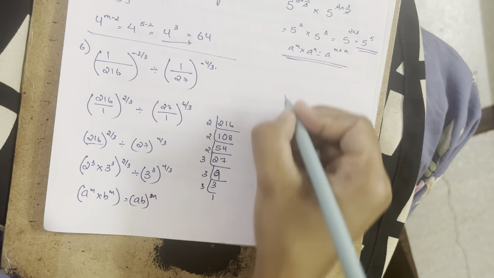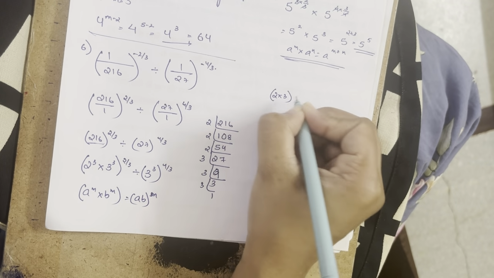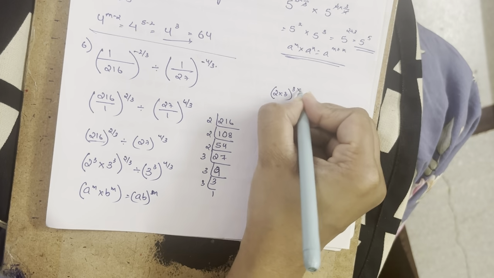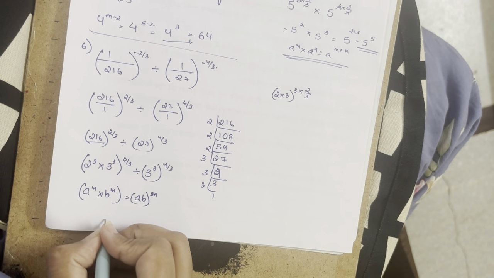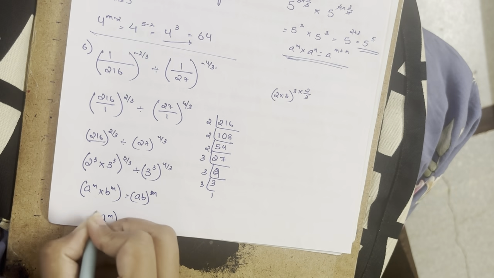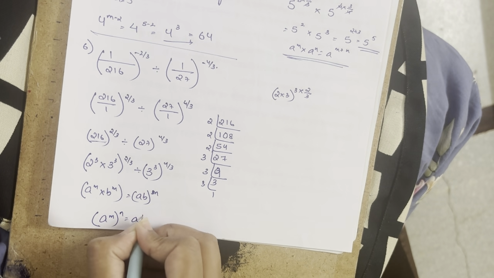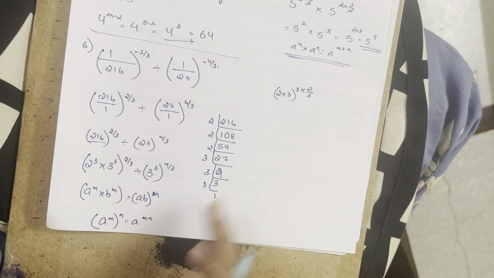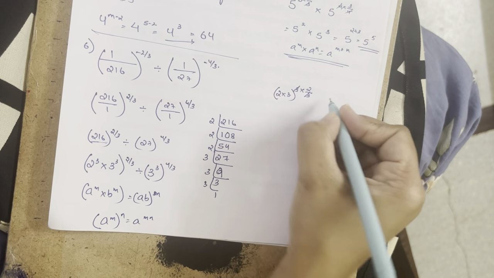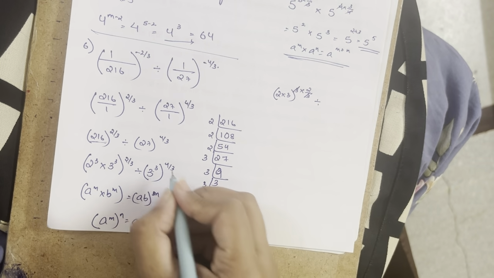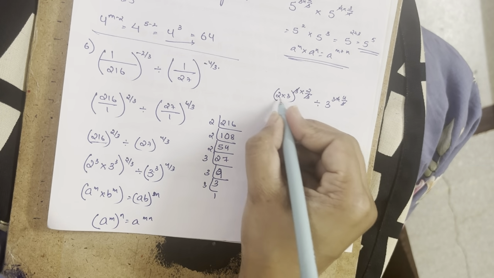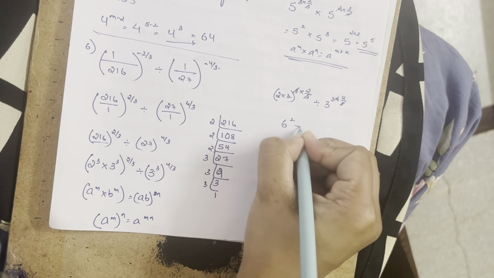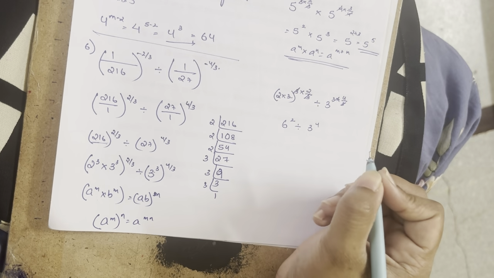It becomes 2 into 3 whole cube into 2 by 3, the power was there already. Another thing that you apply here is a to the power m into n is equal to a to the power mn. So both the rules we have applied. This gets cancelled, divided by 3 to the power 3 into 4 by 3. This goes off. So what you get? 6 to the power 2 divided by 3 to the power 4.